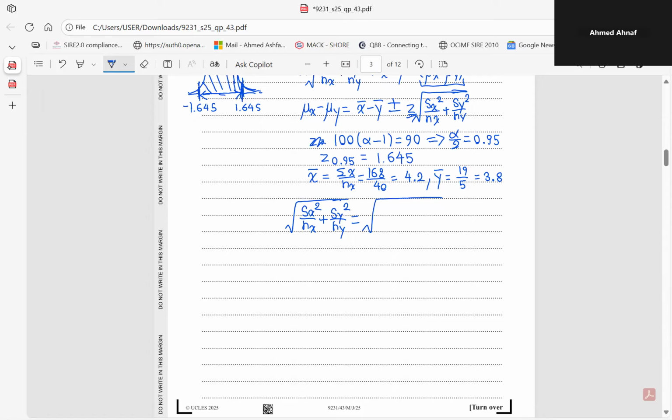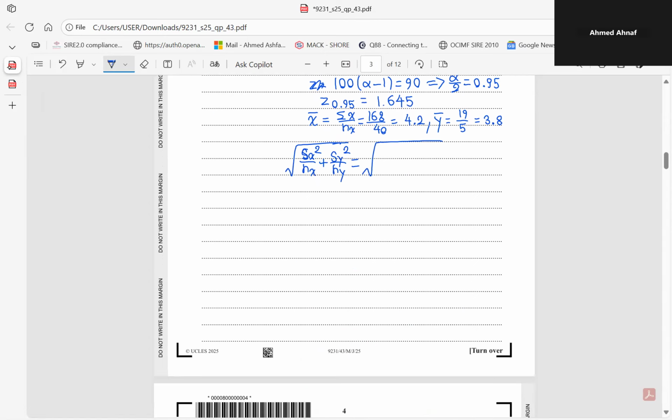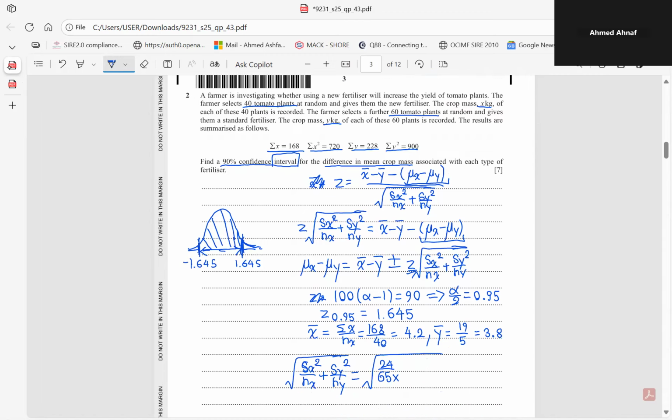So 1 over, we're just going to find these directly. So just type into the calculator, 1 over n x is 40. So 39 times sigma x squared, so 720 minus 168 squared over n x, which is 40. So we get a nice answer of 24 over 65 for S, the sample variance of x. And for this in the denominator, you multiply it with 40.